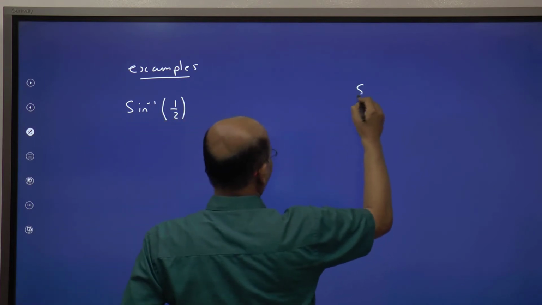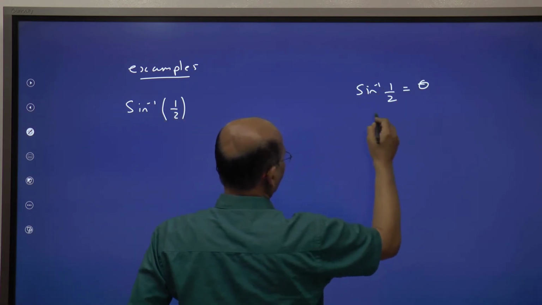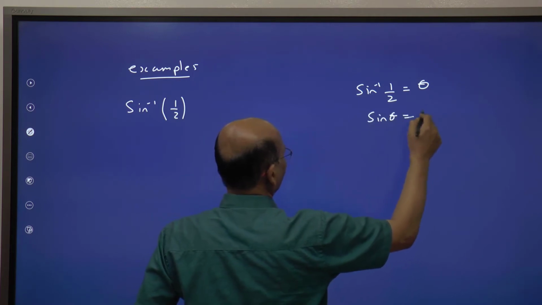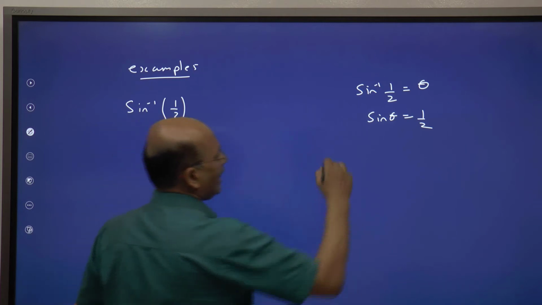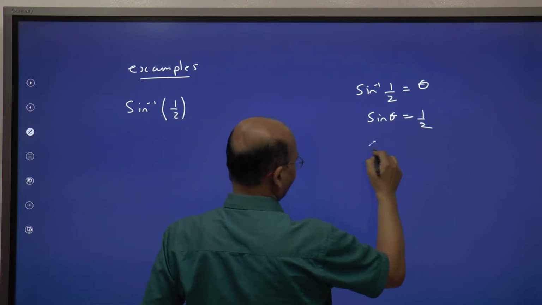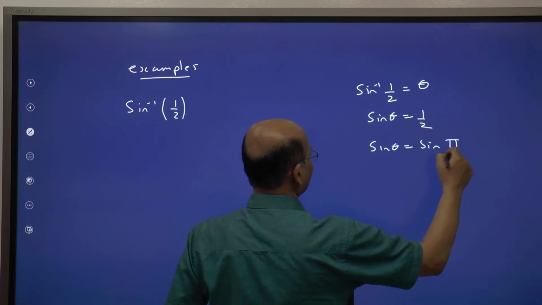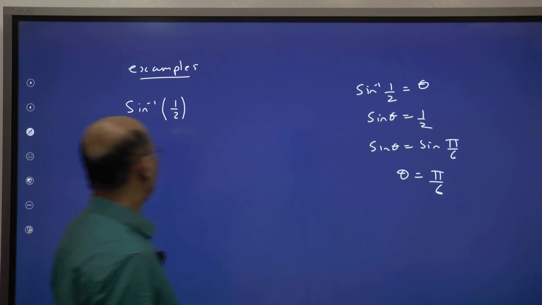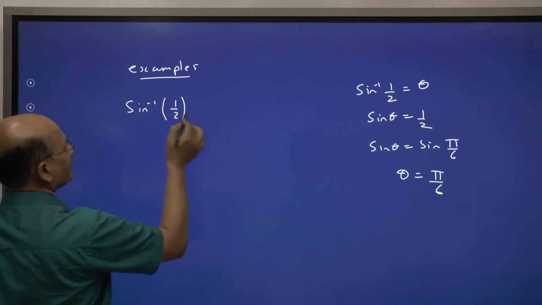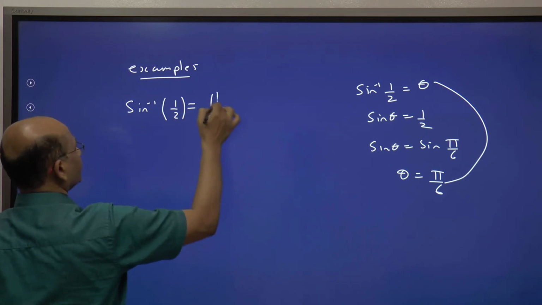I will put this sine inverse half as theta. So, sine theta will be equal to half. Pay attention now: sine theta is equal to half, so sine theta is equal to sine pi by 6. So, theta is nothing but pi by 6. The theta, my sine inverse half, is theta, and the theta value I got is pi by 6.